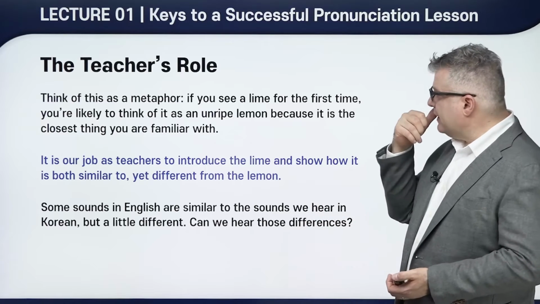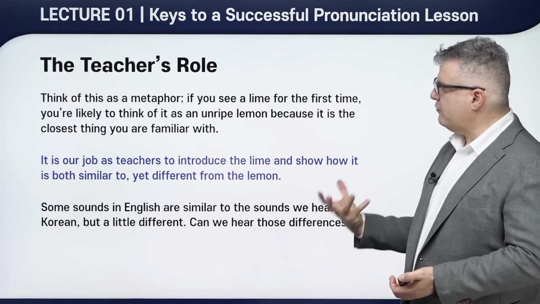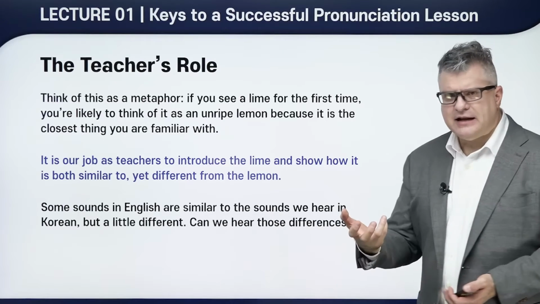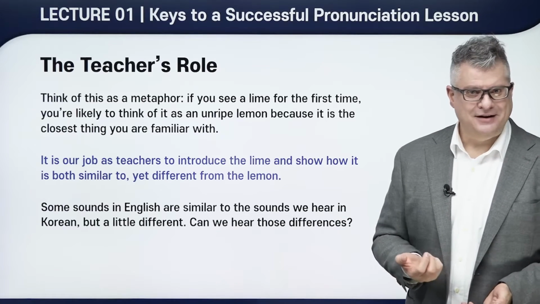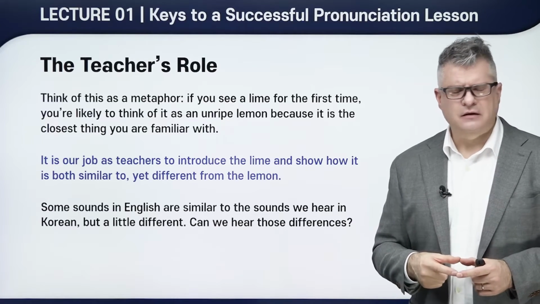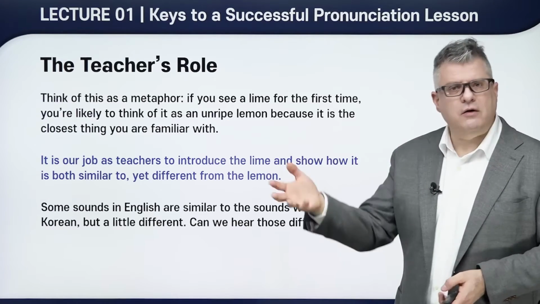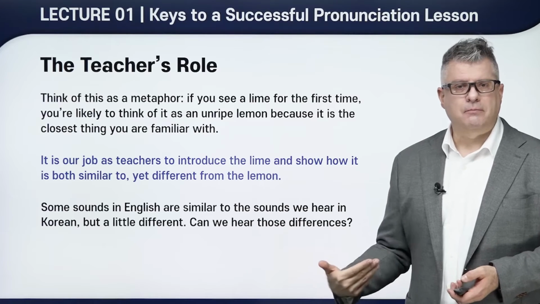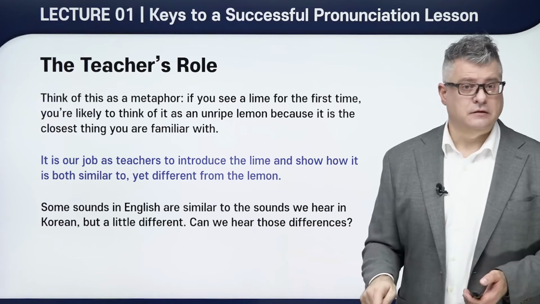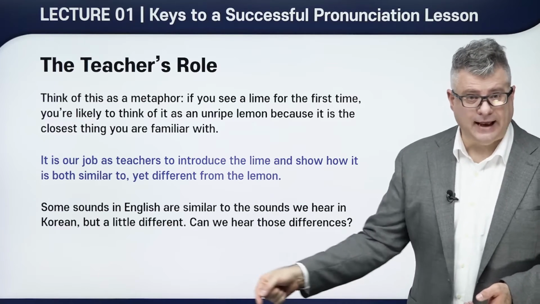And so if our metaphor is this lime, we're seeing it for the first time, and you think of it as an unripe lemon, right? We can tell it's a citrus. The shape of it is the same as a lemon, but the color's different. So we think, oh, it must be an unripe lemon because that's what we're familiar with, but it's not. It's close, but it's not the same.